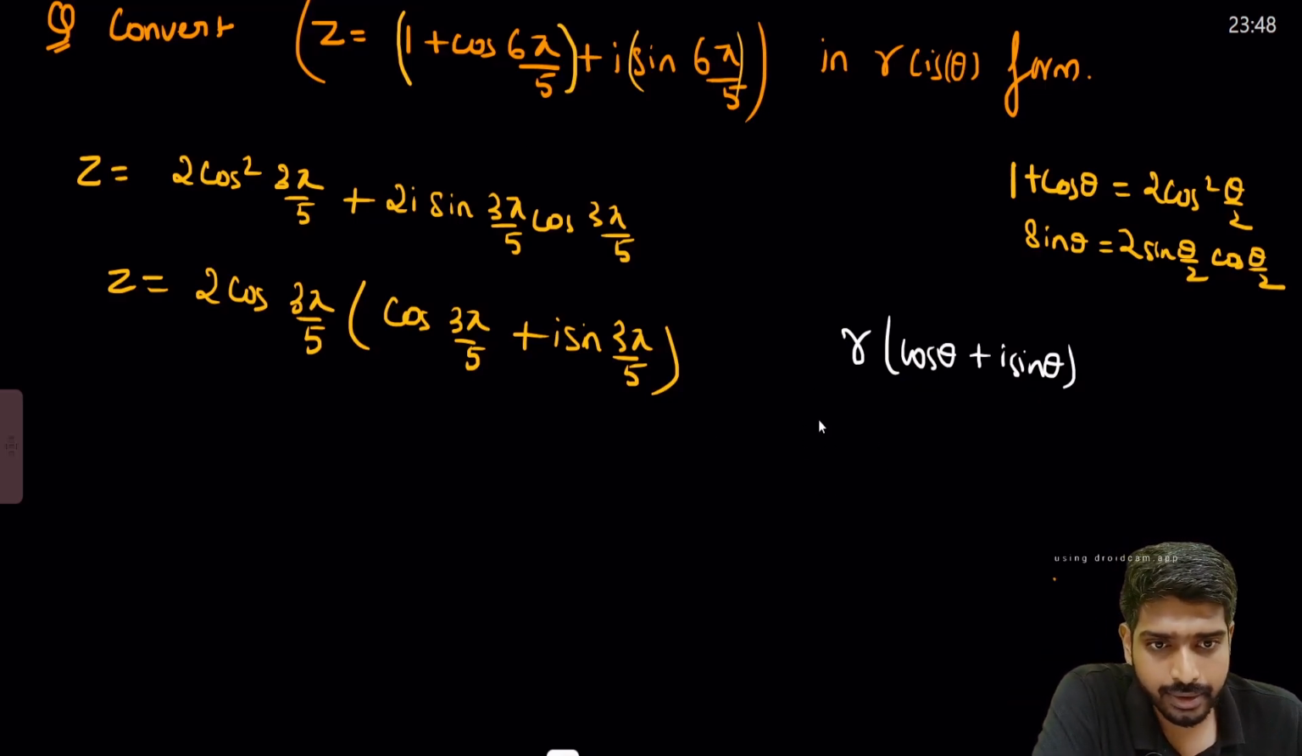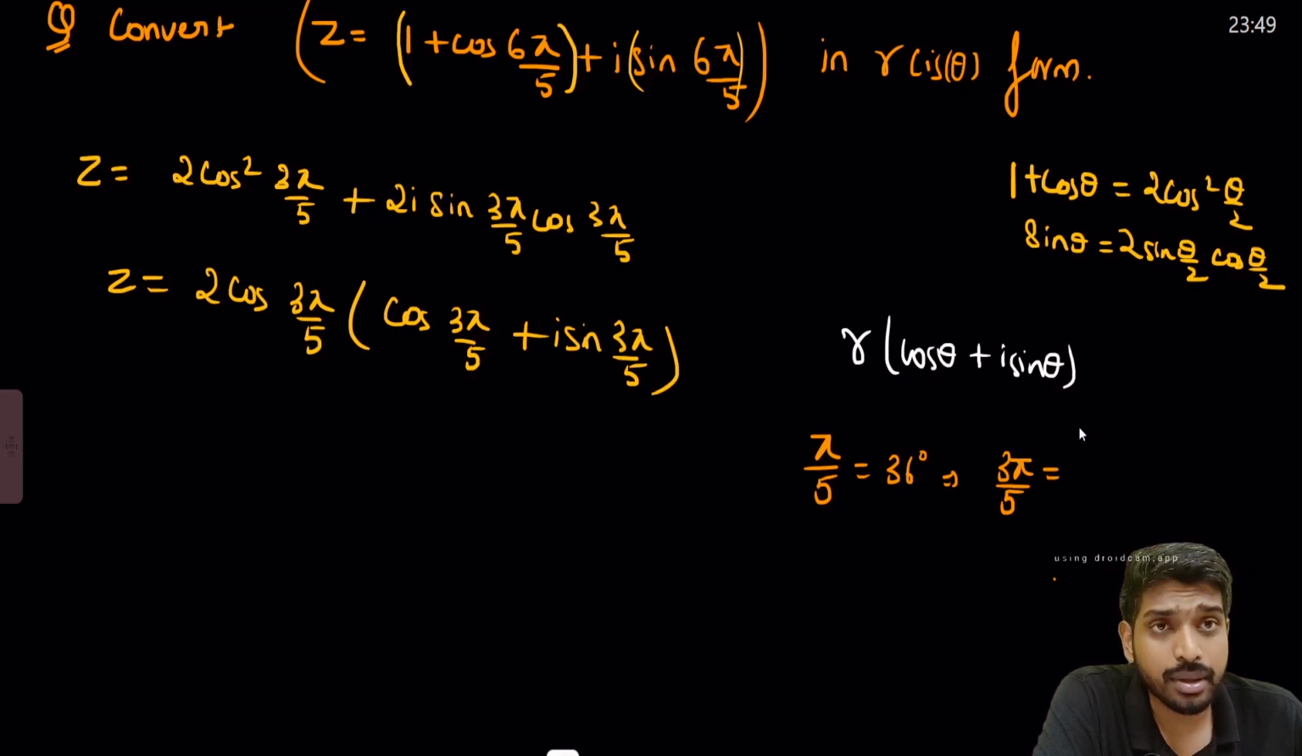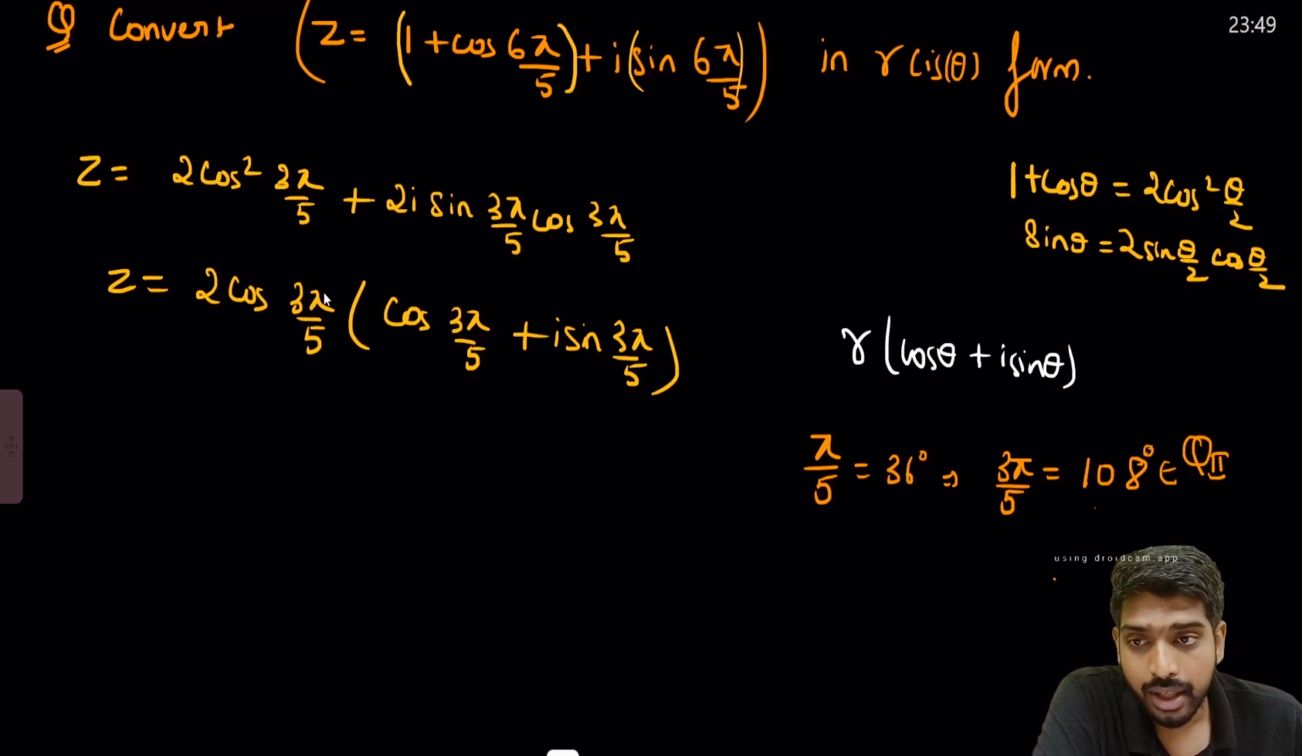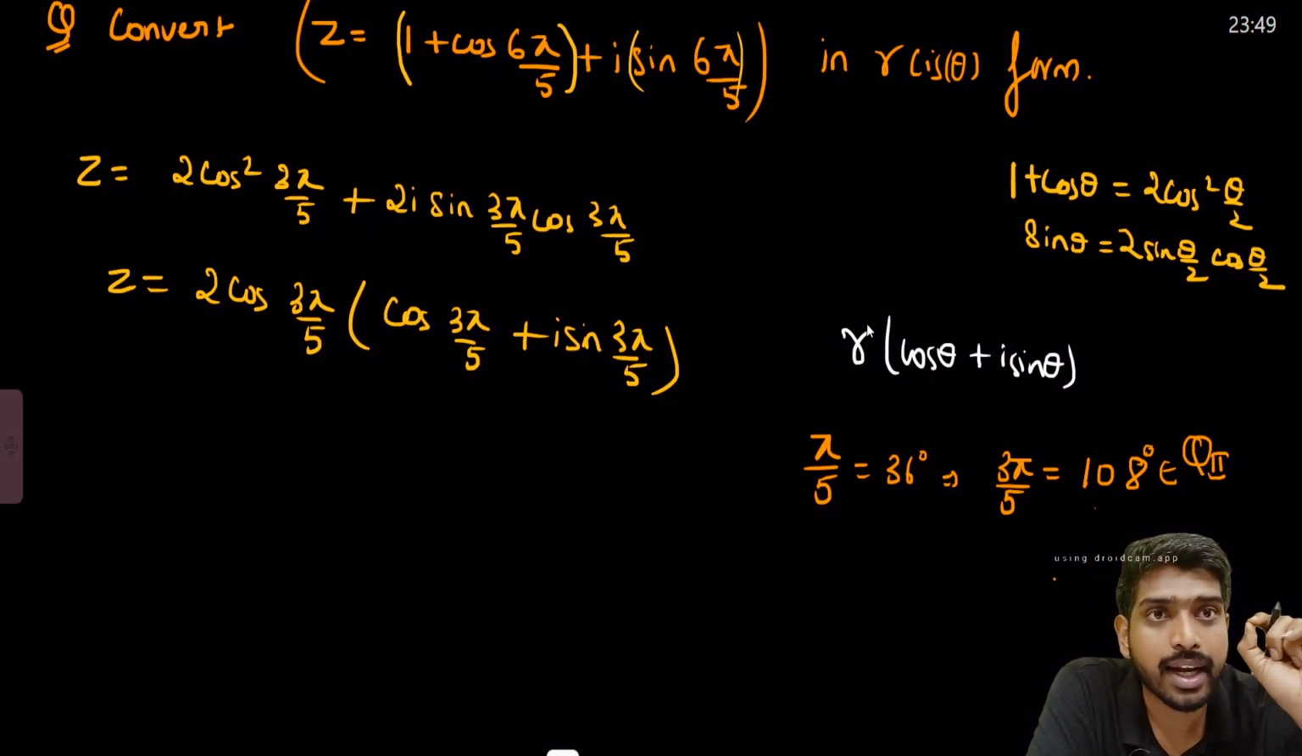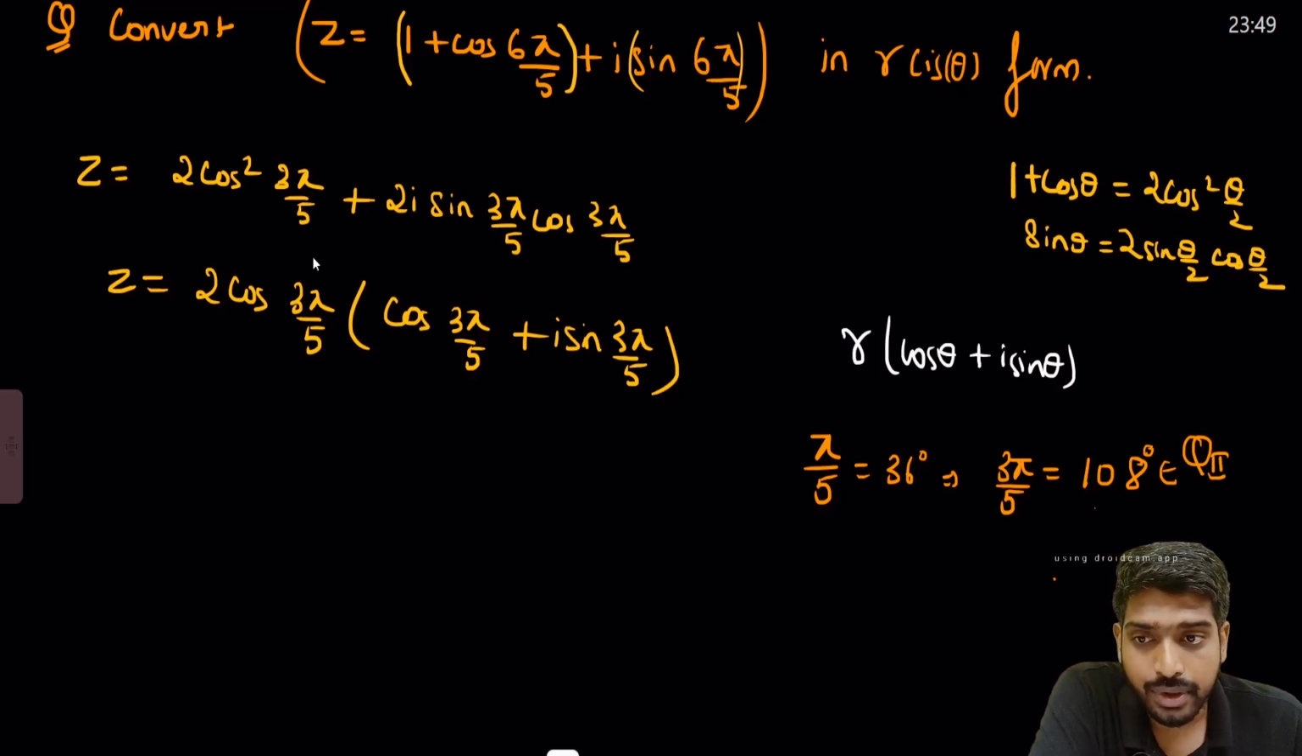Here, look at 3 pi by 5. Pi by 5 is 36 degrees, so 3 pi by 5 will be equal to 3 into 36 degrees, so it will be 108 degrees. 108 degrees means it lies in the second quadrant. The cos of the second quadrant is negative. We have seen that r is nothing but the modulus of z. R can't be negative, so we have to make it positive.